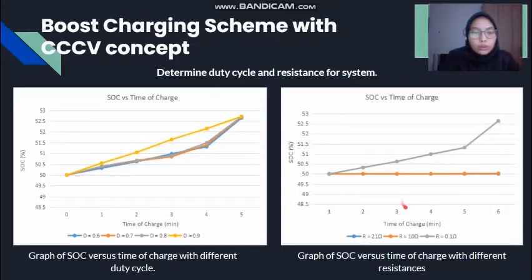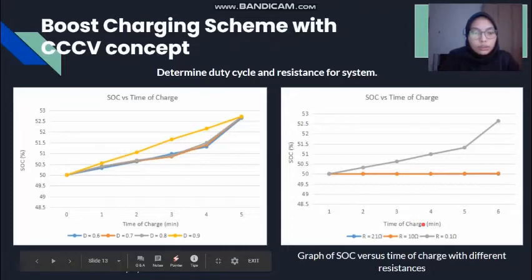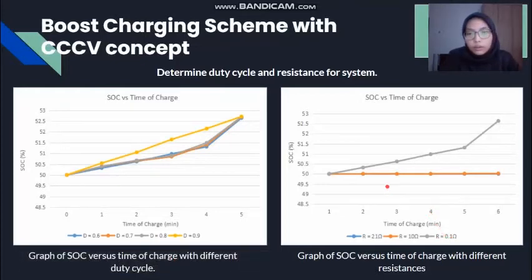Therefore, the value of the resistor was not kept the same and was adjusted to 0.1 ohm. So we can conclude here that a large value of resistance can have a big impact on the charging time of the battery.